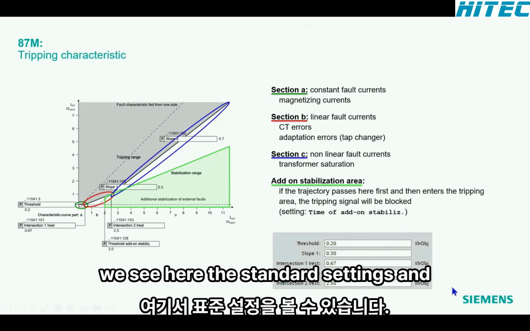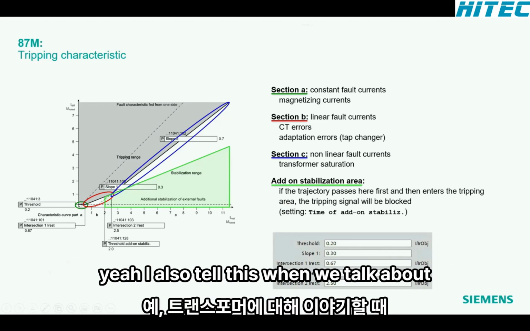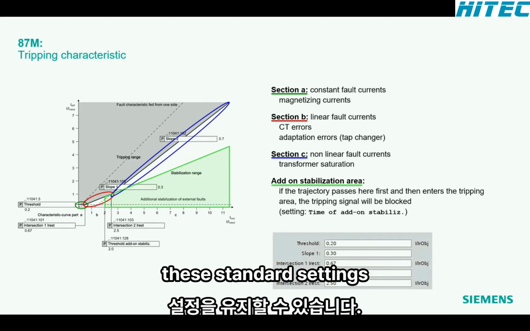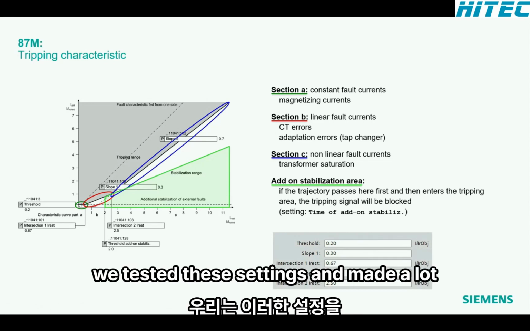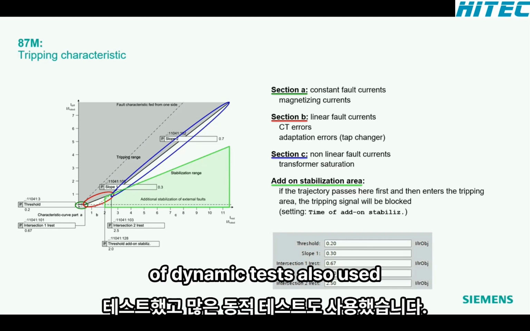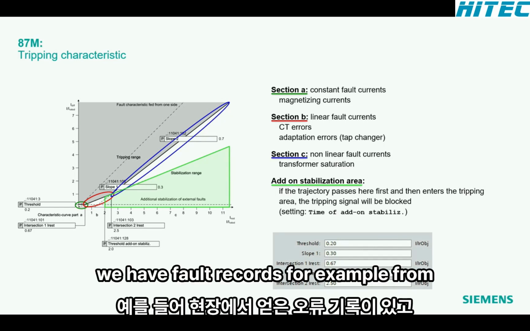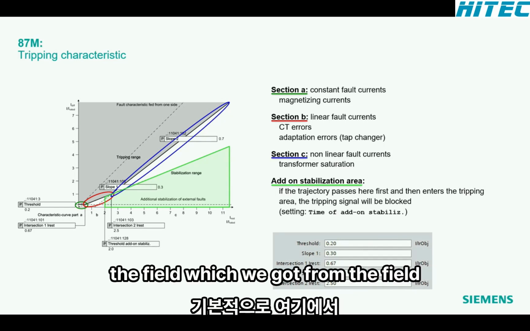We see here the standard settings, and I also tell this when we talk about the transformers. Normally we can keep these standard settings. We tested these settings and made a lot of dynamic tests, also used fault records, for example, which we got from the field.